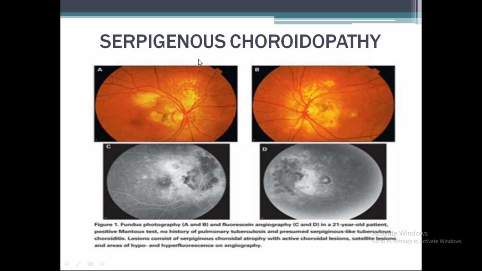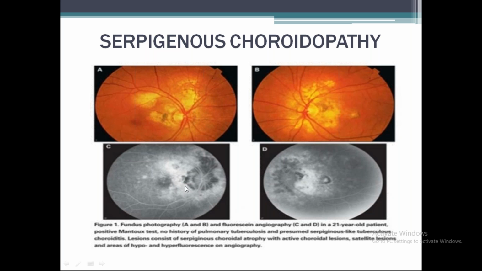Now this is another manifestation which we commonly come across in tuberculosis, that is serpiginous choroidopathy. Serpiginous means it's something like a snake. You can see the yellowish patchy lesions. They proceed along the arcades of the blood vessels. The etiology was unknown for quite a long time.